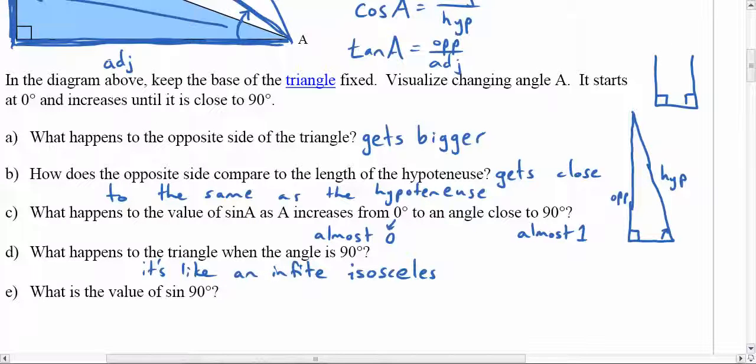Okay, but really it doesn't make a triangle even. Those two lines, the opposite and the hypotenuse, will never really meet. They kind of meet at infinity. The opposite side will equal the hypotenuse. So what's the value of sine 90? Exactly 1. If the opposite and the hypotenuse are the same, then opposite divided by hypotenuse is 1.